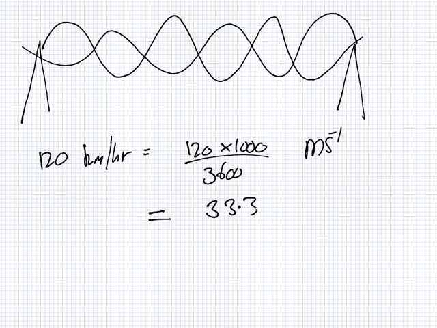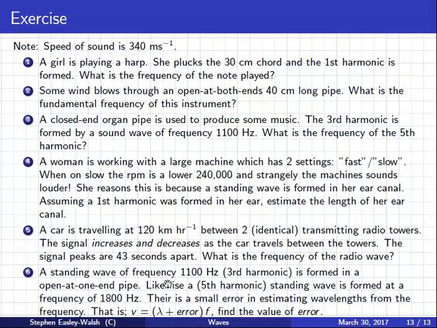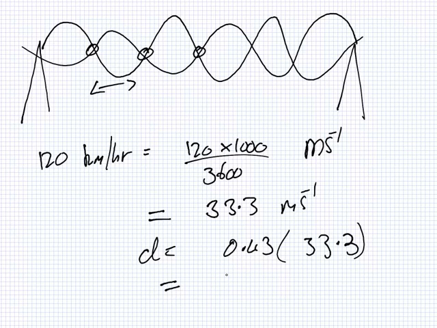33.3. Okay. Every 43 seconds you get one of these nodes or antinodes. So the distance between them would be 0.43 times the number on your calculator. What's that, please? Every 43 seconds. 14.3 meters. Yes.